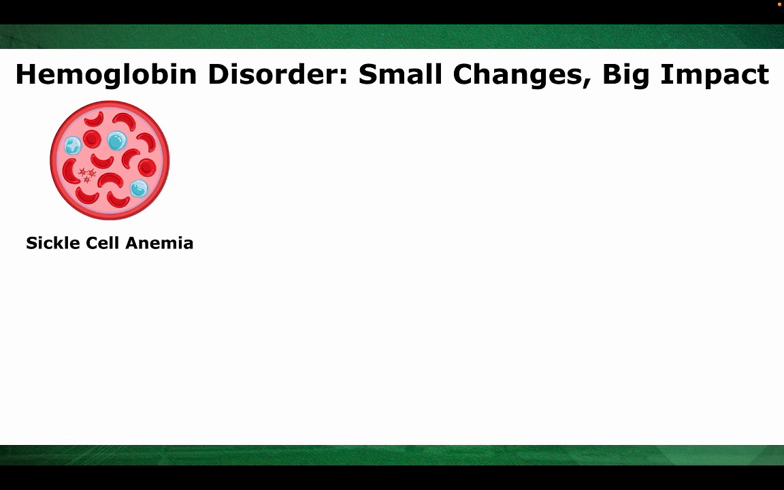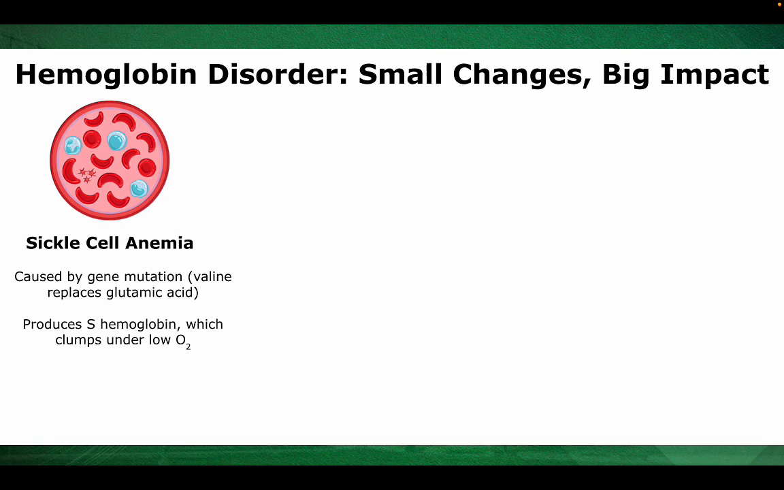Number 1 is sickle cell anemia. This is caused by a mutation in the beta globin gene, where valine replaces glutamic acid. So this forms hemoglobin S or HbS, which tends to clump together under low oxygen. This causes red blood cells to become sickle-shaped, making them stiff and prone to blockage in blood vessels. These cells also break down easily, leading to anemia, pain crisis, and organ damage.